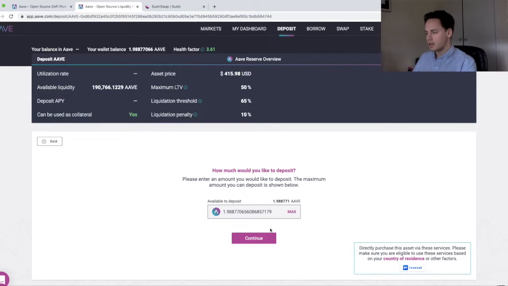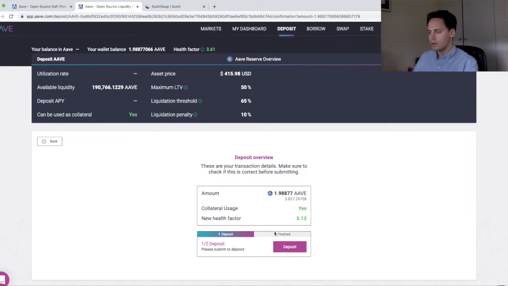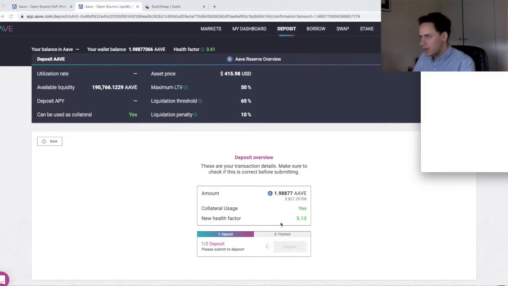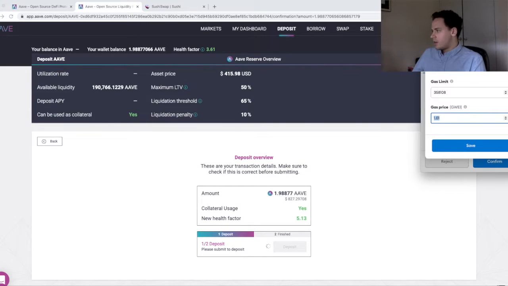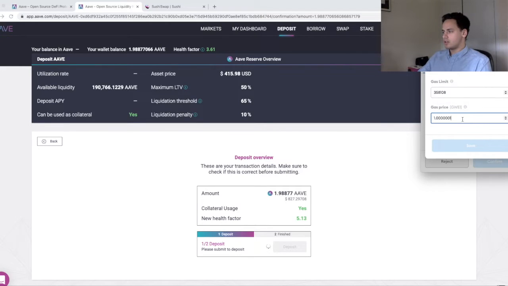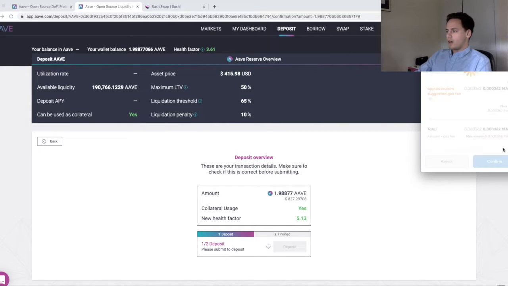Now Aave is the governance token for the Aave protocol, and you can stake your Aave and earn a percentage of protocol fees that come from users using the protocol. Now here we'll see we're using MetaMask. MetaMask is a leading wallet provider for DeFi. Very much recommend using MetaMask if you are going to take part in decentralized finance and use these protocols. Now we're going to put up the gas price to 5 just so the transaction goes through a bit quicker.